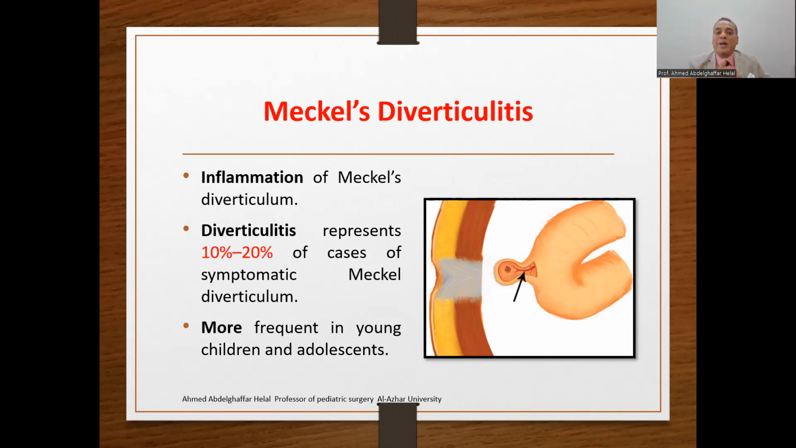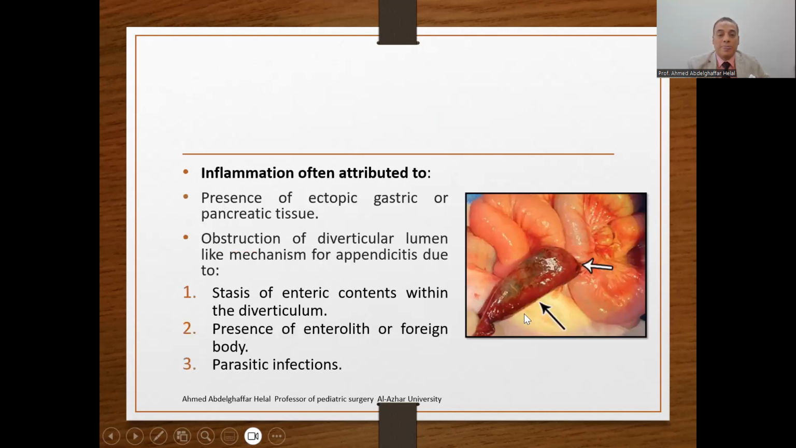Inflammation represents about 10 to 20% of cases of symptomatic Meckel's, more frequent in young children. There is inflammation of the Meckel's. These are the vitelline vessels supplying the Meckel diverticulum. Inflammation is often attributed to the presence of ectopic gastric or pancreatic tissue, obstruction of the diverticular lumen, like the mechanism of acute appendicitis, stasis of the enteric content within the diverticulum, presence of an enterolith or foreign body, and sometimes parasitic infestation. This is an intraoperative photo showing an inflamed Meckel diverticulum.